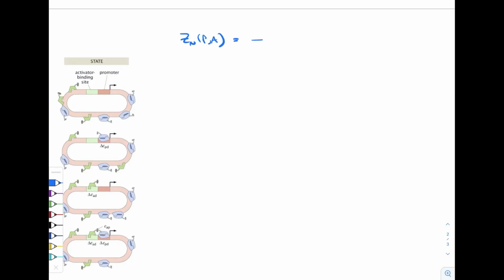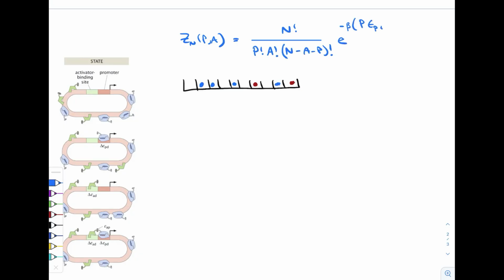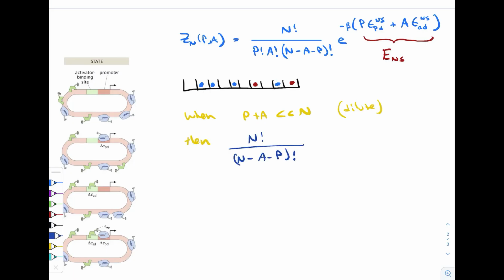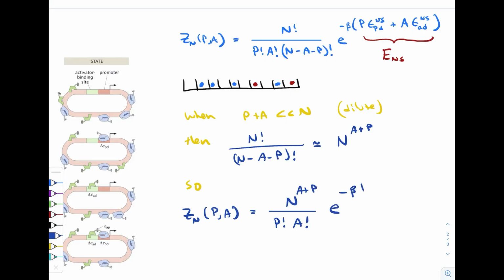Okay, and the partition function, as we've seen before, can be written as a combinatorial expression involving those factorials, and you can see that pictorially in the picture there, times a Boltzmann factor with a nonspecific energy of binding P polymerase and A activators. Now, the system is approximated to be dilute, so that P and A are much less than the total number of nonspecific sites, and then we've seen that factorial function simplify, as I had written there, so that the partition function can be written in that simplified form.